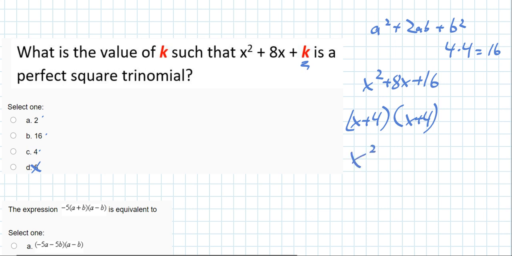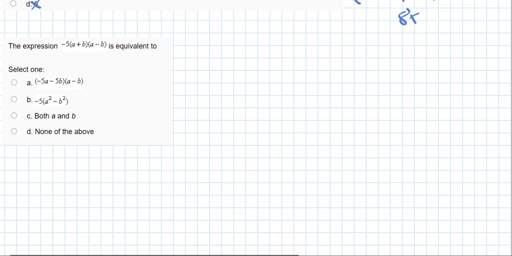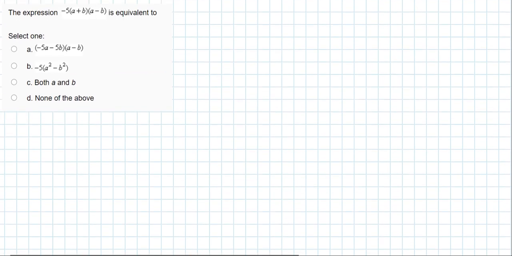And we can check that with FOIL if we're not sure. And we get x squared from our first terms, our outside terms, plus 4x, inside terms, plus 4x, last terms, plus 16. 4x and 4x is 8x. So x squared plus 8x plus 16 is a perfect square, so this has got to be 16. The checking is always the fastest for these ones, much faster than the factor.